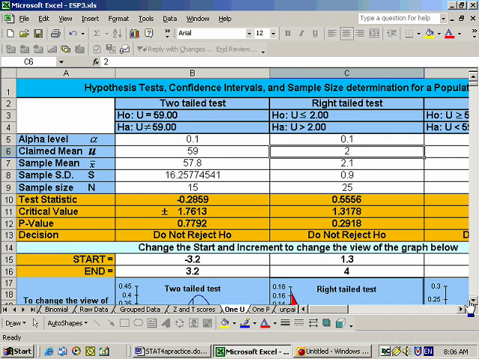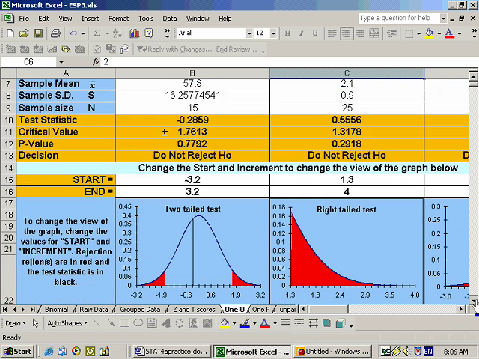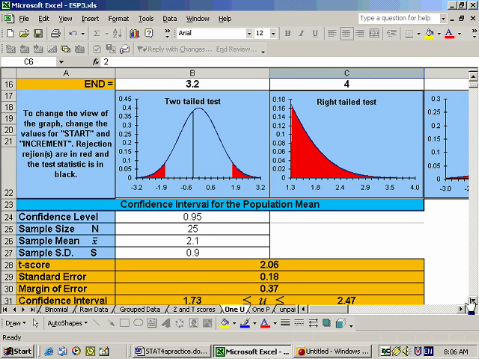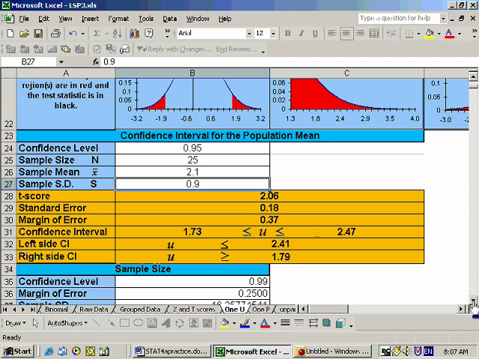Part D says to do a 95% confidence interval. So we'll go down here to confidence intervals, put in 0.95, sample size 25, the X bar is 2.1, and the standard deviation is 0.9. You have your t-score, your standard error, which is your standard deviation divided by the square root of n, your margin of error, which is your standard error times your t-score, and then finally you have your confidence interval here.